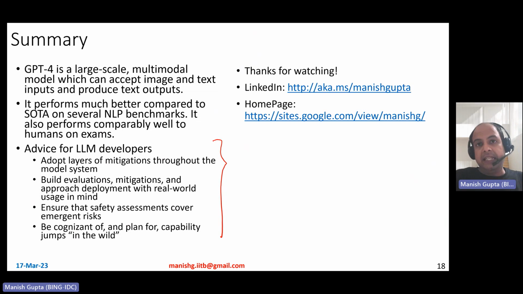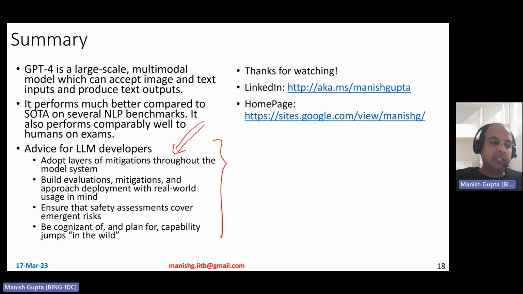GPT-4 is a large-scale multimodal model which can accept image as well as text input. More details about the model, unfortunately, are not as of now available in the paper. And it produces text outputs only, right? It performs much better compared to state-of-the-art models on several NLP benchmarks, as we observed. It also performs reasonably well on academic and professional exams. Now, the OpenAI folks had this nice piece of advice for all large language models, and I'll just repeat it here.